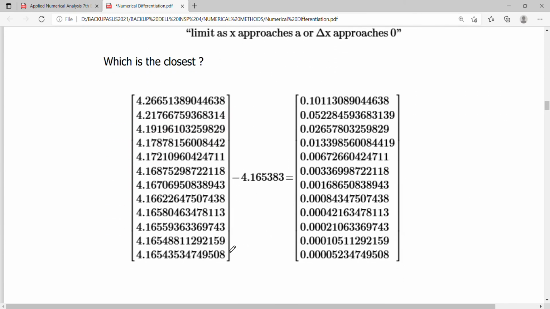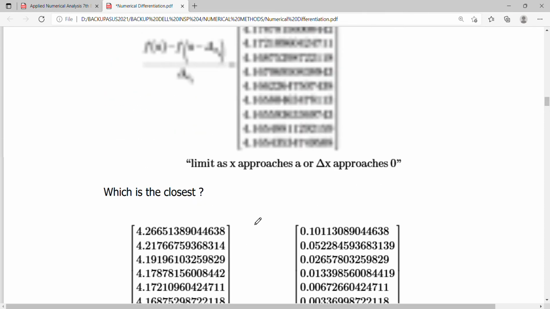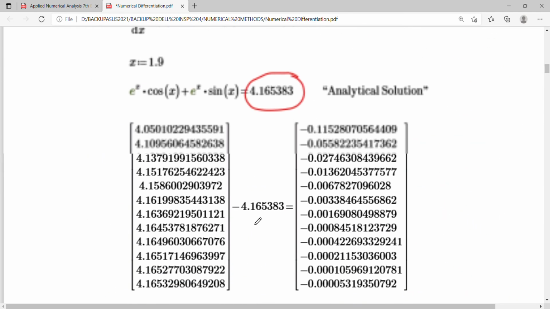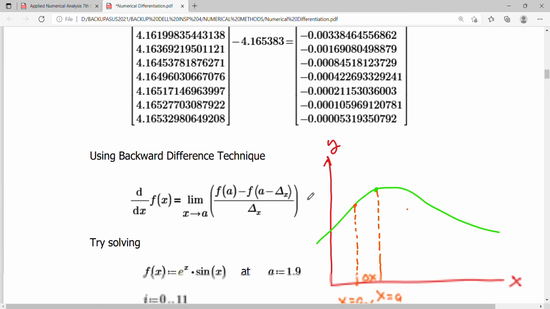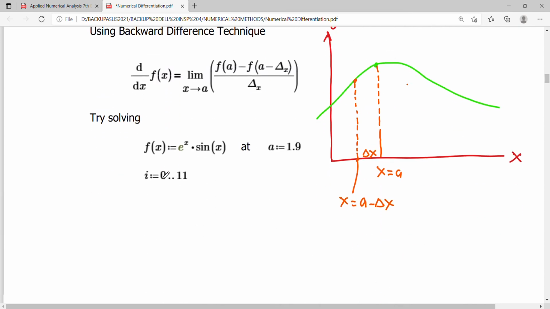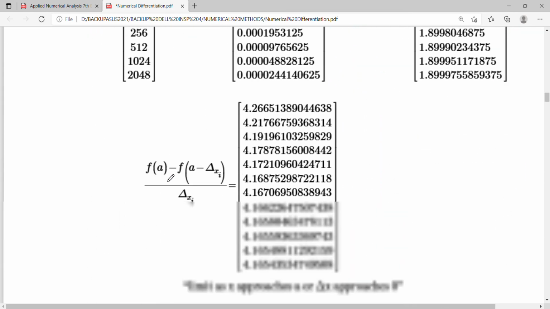Okay, which is the closest? They are just the same. 1653. Here you will take note that this is 1654. So you can still extend it down to get 53 maybe here, while in the forward difference, I think we have captured 653 here. So if you are to compare the two, slightly your forward difference converges faster than your backward difference technique. Okay?